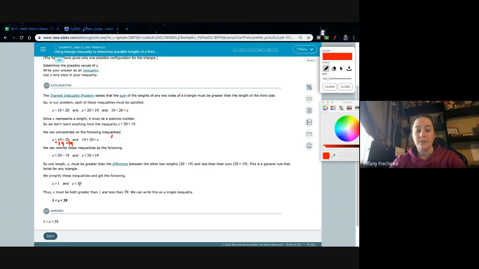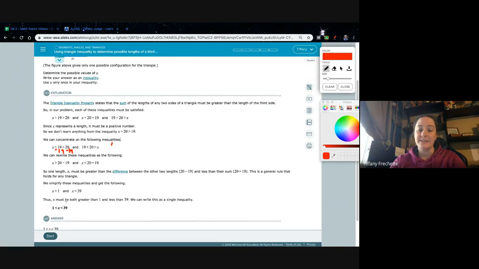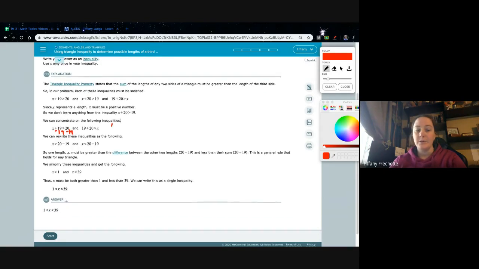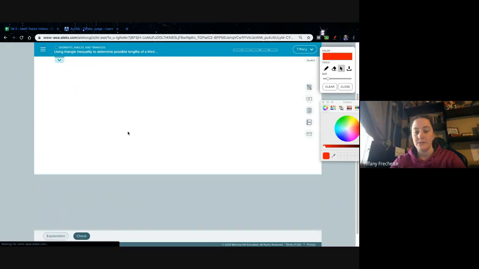So our answer for x can be greater than 1 and less than 39, and it still meets this inequality theorem. It has to be somewhere in between. It can't be 1, it can't be 39, it has to be in between those two numbers. So it has to be greater than 1 and less than 39. All right, so let's go ahead and clear and actually start.